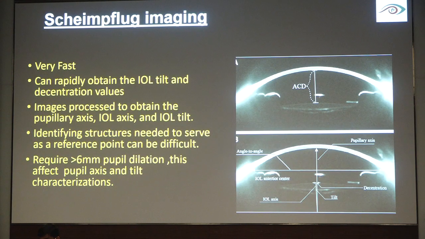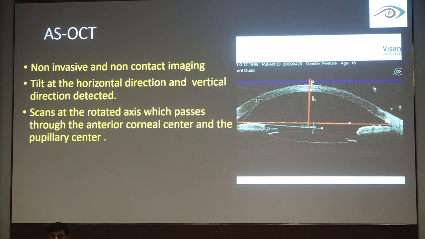Next, coming to Scheimpflug imaging, this is going to be very fast. You can make out all your ocular structures in that. The only major drawback here is you need a pupil dilatation of more than 6 millimeters. So if your pupil doesn't dilate more than that, you are not going to get this. Next comes the ASOCT.